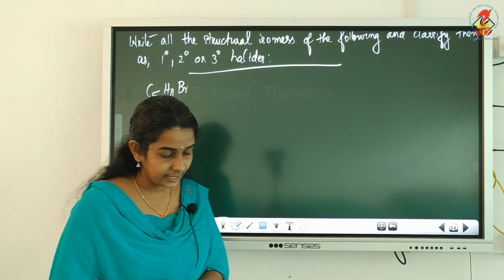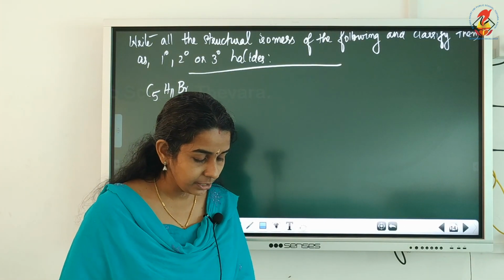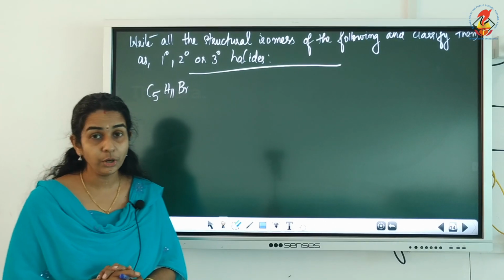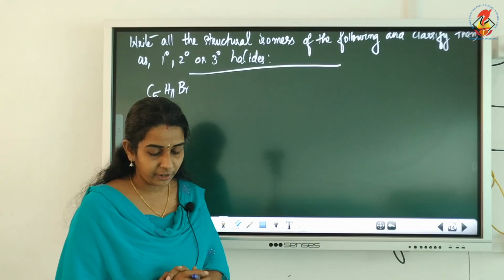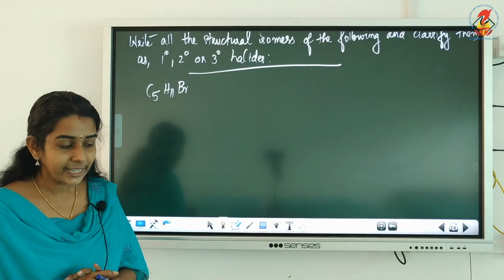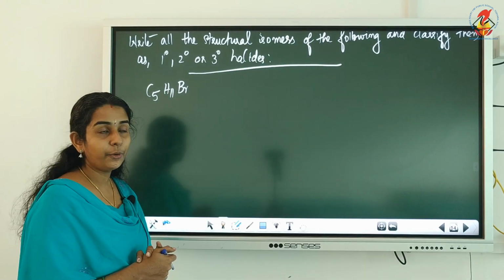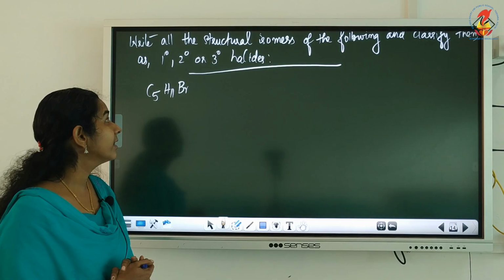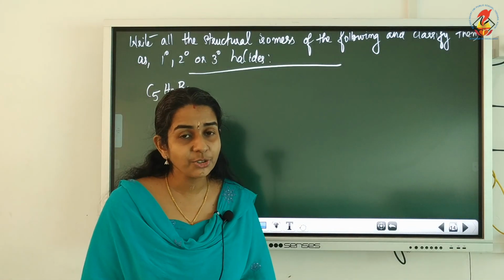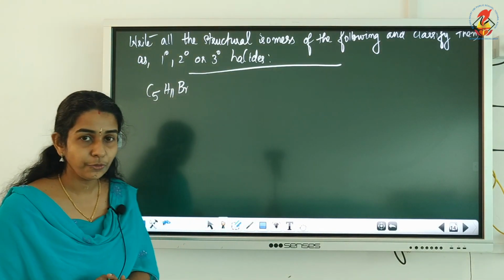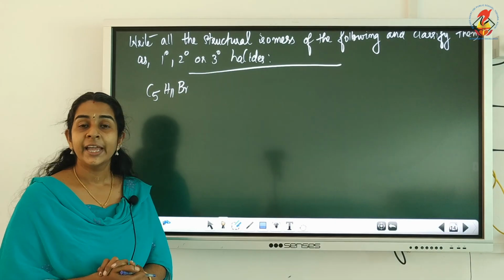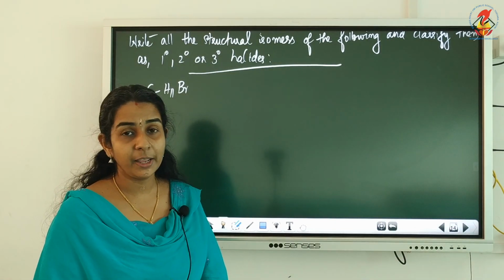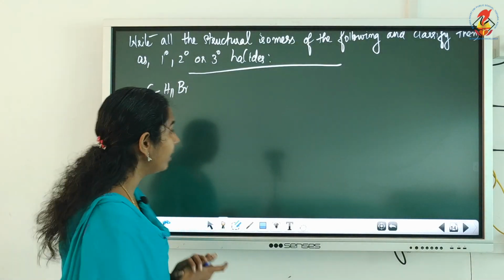Now the next question is actually the solved example, question number 10.1. The previous one was in-text question 10.1. This is the solved exercise, exercise 10.1. The question is to write or draw all the structural isomers of the compounds with the given molecular formula and classify them as primary, secondary and tertiary halides.